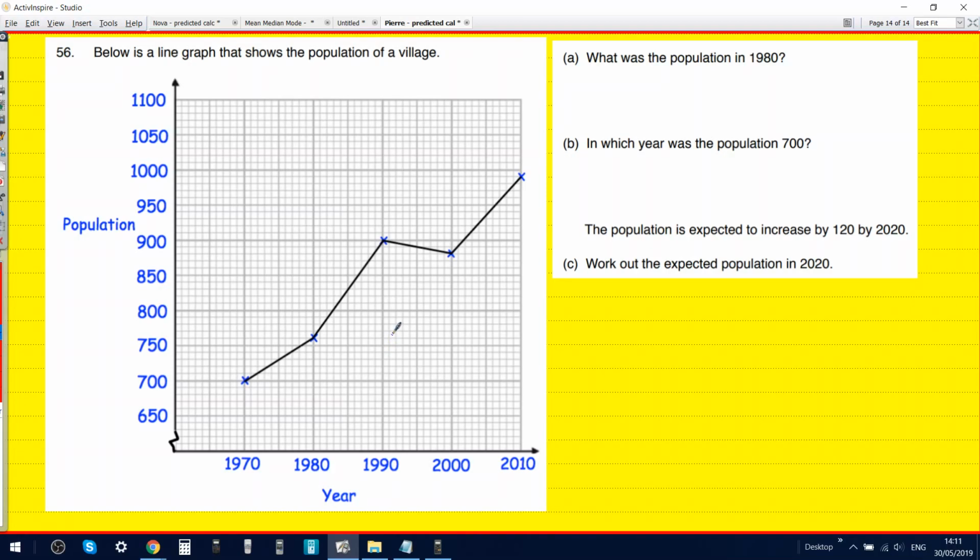700 and it's just 5 squares, so each square must go up in 20s. So yeah, it'd be 760. Well done. Okay. Next one. Which year was the population 700? So it's 1970.